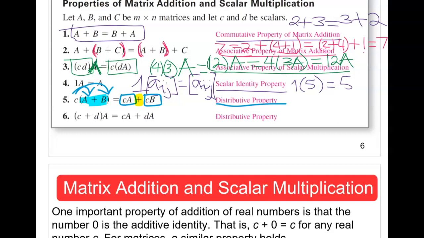Then we have number 6 here. Now we have two scalars, and what we could do is add the two scalars first, like you could see here, and then distribute that to matrix A after we add the scalars. Or we could distribute the first scalar to A, the second scalar to A, and then we add them. So that is another distributive property. Number 5 is showing two matrices, number 6 is showing two scalars. But as you could see, we could distribute, and the left side is equal to the right side.